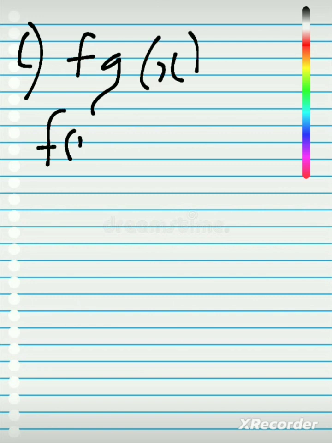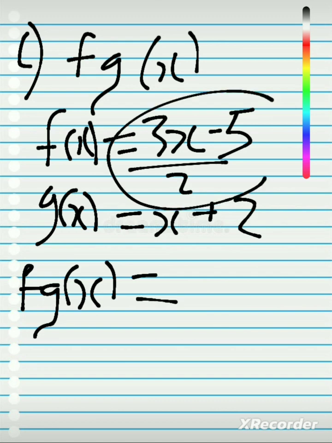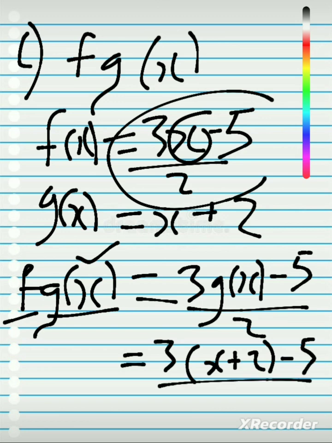So we go to C. C, it's a compound function, so they want us to find f(g(x)). So we have f(x), which is (3x minus 5) over 2, and g(x), which is x plus 2. So f(g(x)) is, on f(x), where there's x, we need to put g(x). So it's 3 g(x) minus 5 over 2. What's g(x)? g(x) is x plus 2, so (3(x plus 2) minus 5) over 2. So it's 3 times x, 3x, 3 times 2, it's 6, minus 5 over 2.